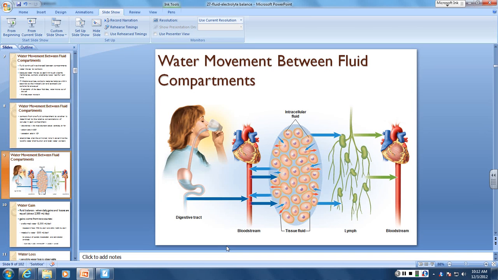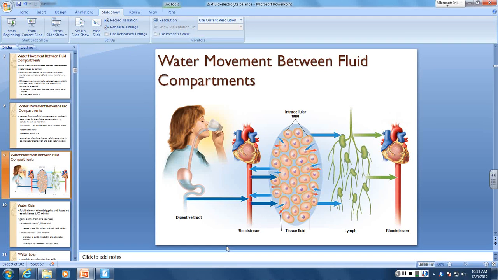So you can see water doesn't come from the blood into the digestive tract. Everything is showing you the direction that water can move. But water can move from the tissue fluid to the bloodstream and from the bloodstream to the tissue fluid. So you see the arrows telling you that. But what determines whether that water is going to move from the bloodstream to the tissue fluid?